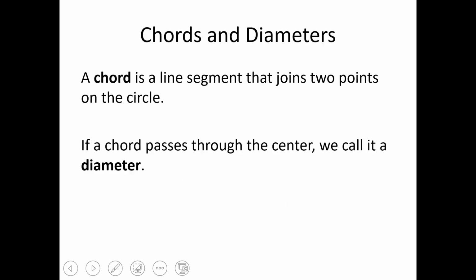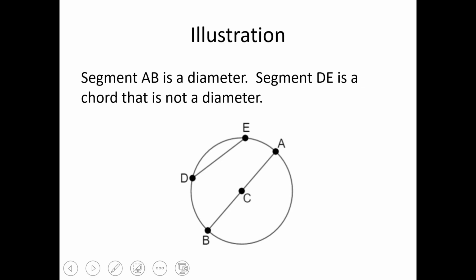And the final few set of definitions. First of all, a chord is a line segment that joins 2 points on a circle. So imagine that you choose 2 points on a circle, connect them with a line segment, you've created a chord. And if that chord goes through the center, we have a diameter. So illustrated, you see this. So we have 2 chords.